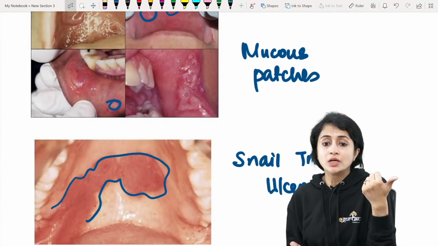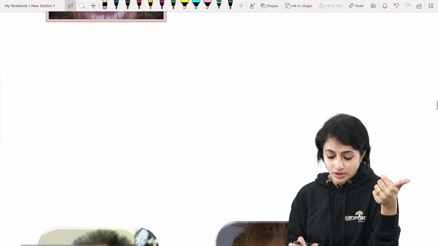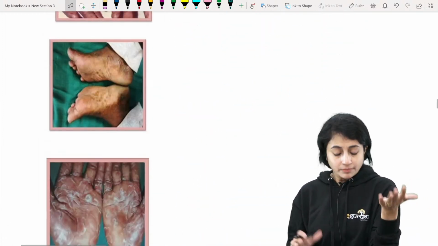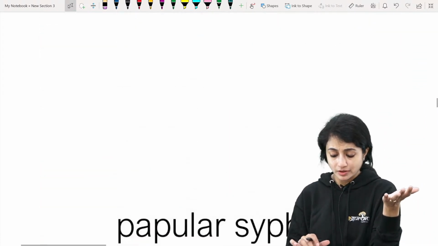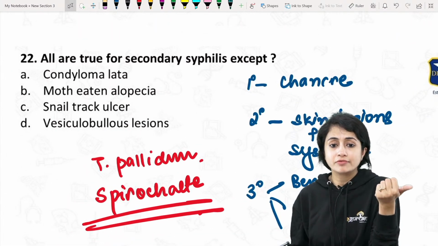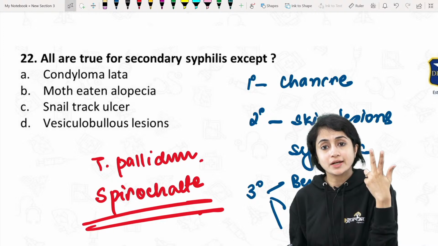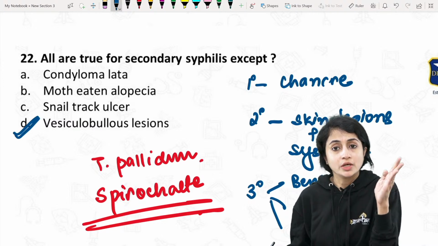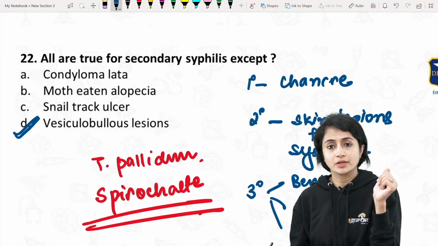In the mucosa, you can have mucous patches or snail track ulcers. On the hair, you can have moth-eaten alopecia, then split papules, condyloma lata, Biett sign positive, macular syphilid, papular syphilid, all this can happen. So coming back to the question, all are true for secondary syphilis except: condyloma lata, yes. Moth-eaten alopecia, yes. Snail track ulcer, yes. Vesicobullous lesion, no. So they cannot have vesicobullous lesion. Rest all of these lesions can be present in a patient of syphilis. Clear?